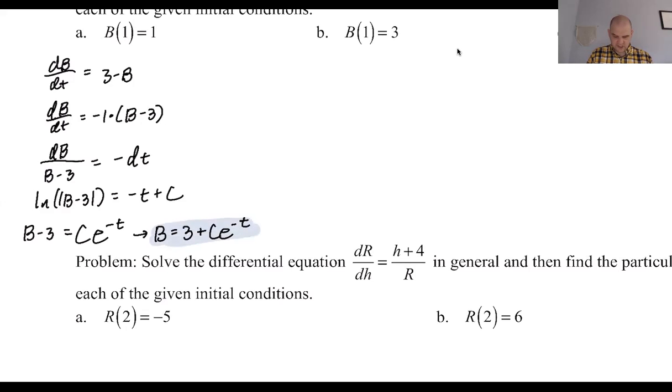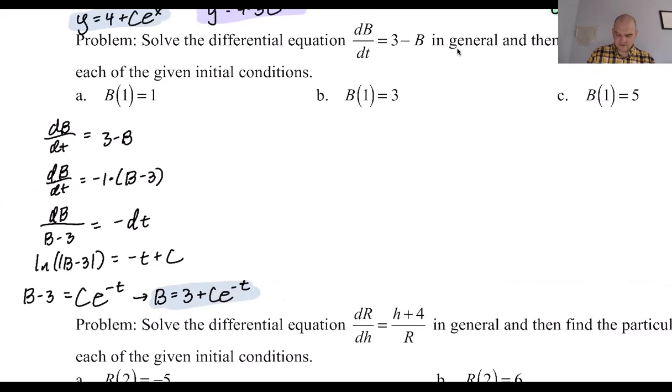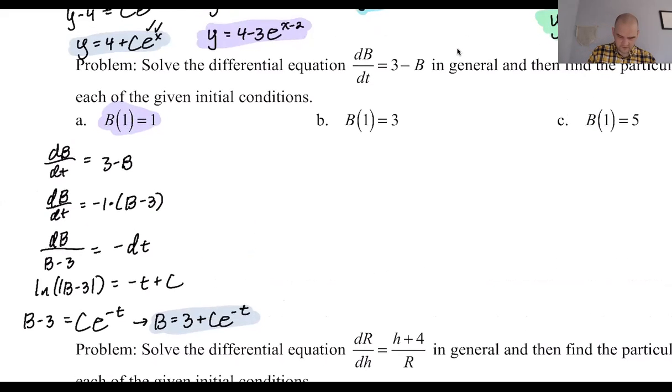So if the problem just said solve the differential equation, this is the solution that I would get. Now to find a particular solution, you need an initial condition. So my first initial condition is this, that b of 1 is equal to 1. So let's do part A. So A, I'm going to get 1 equals 3 plus C e to the negative first. Okay, so negative 2 is equal to C e to the negative first.